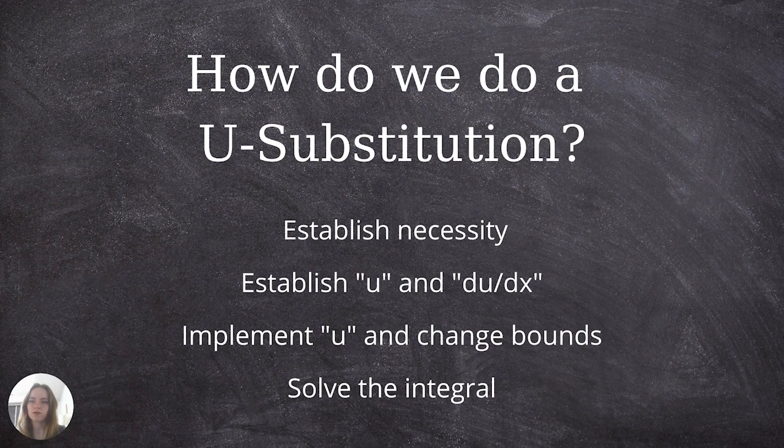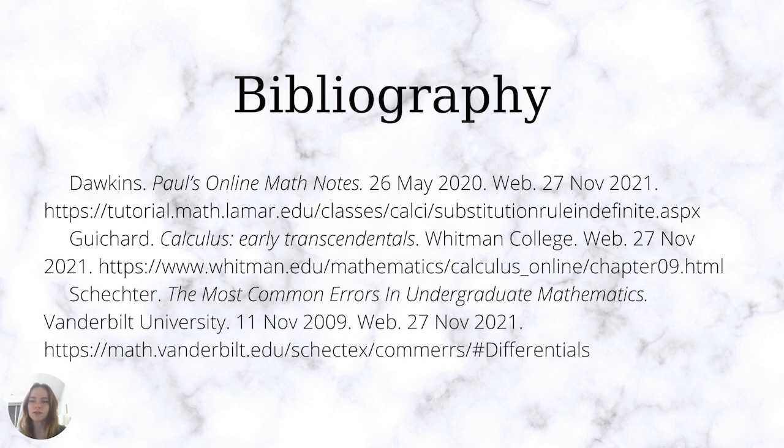So, as a recap, to do U-substitution, all you have to do is first make sure it's necessary, then pick your u and find its derivative, then plug that u back in and change the bounds, and finally solve the integral.